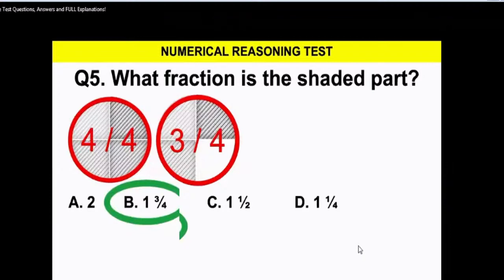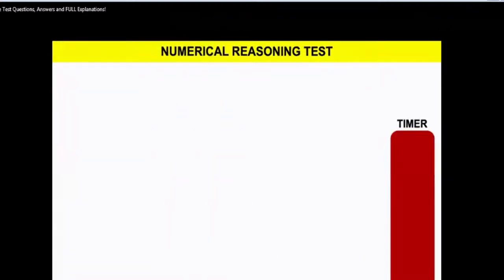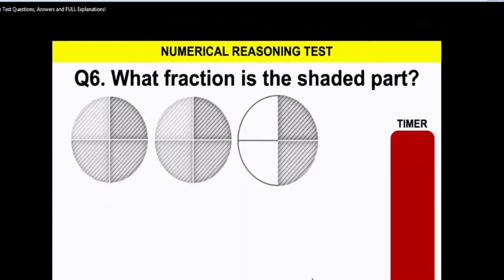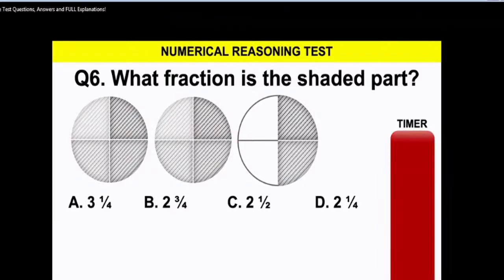Very simple. So now it's your turn to try one. Question number 6. What fraction is the shaded part? Is it A, 3 1/4, B, 2 3/4, C, 2 1/2, or D, 2 1/4? And you have the time it takes the timer to go to the bottom to come up with your answer. Send the answers, please, in the chat box as well.